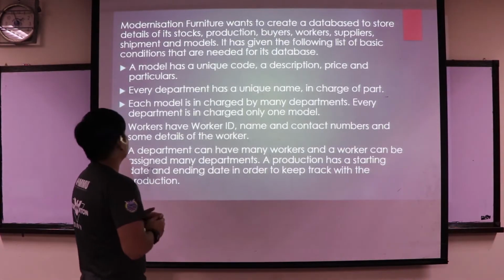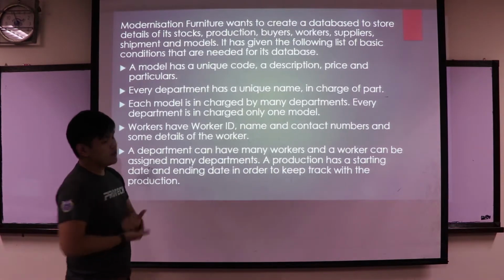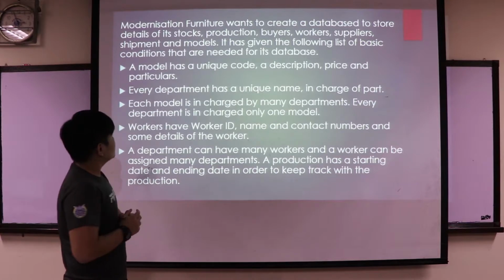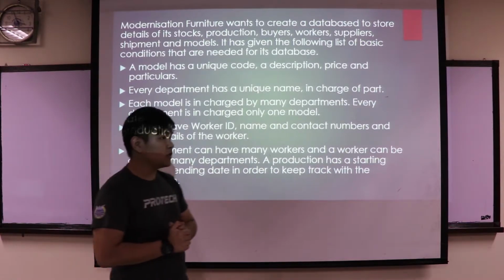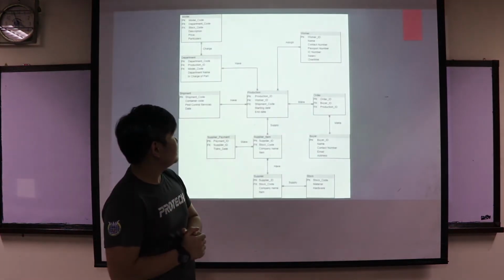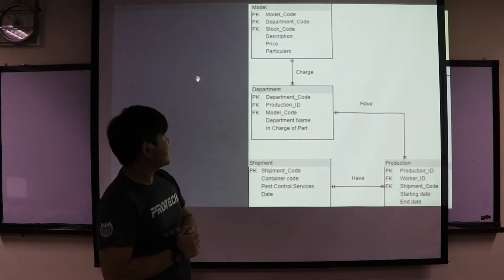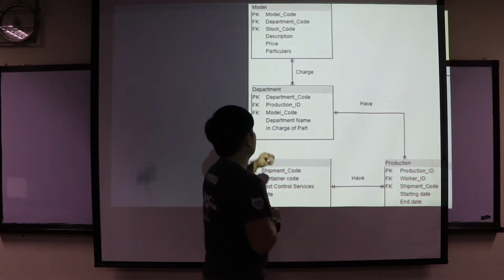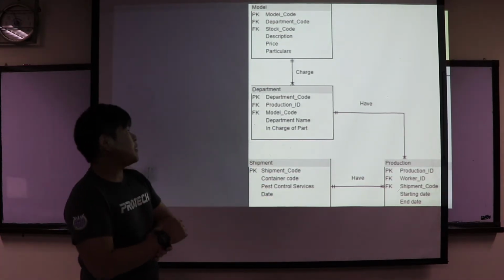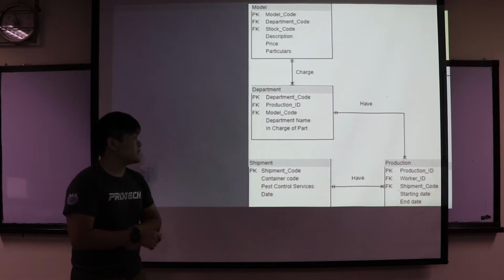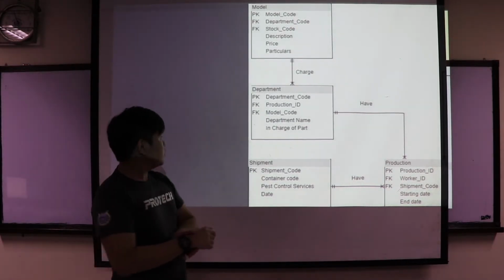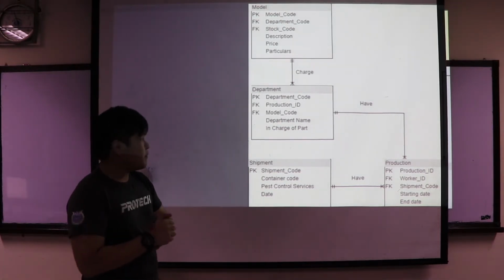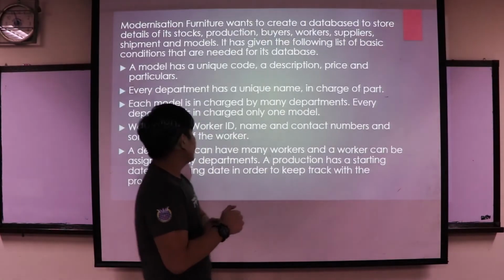In the second point, every department has a unique name and is in charge of the part. Based on the diagram, for a department, we have the department code as a primary key, and also a department name and in charge of the part.